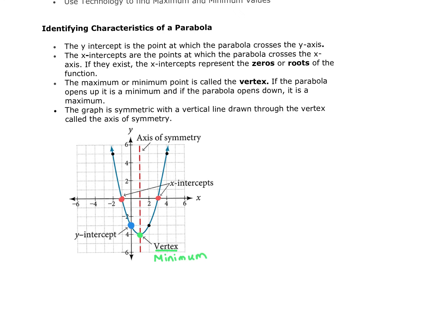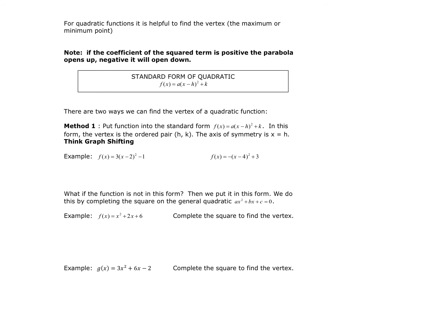And we have this red dotted line that goes through the vertex that is our axis of symmetry. So one thing that we know about parabolas is that they are symmetric about that line that we call the axis of symmetry. So how do we find each of these particular characteristics? Well, we want to be able to first find the vertex. The vertex is the maximum or the minimum point.